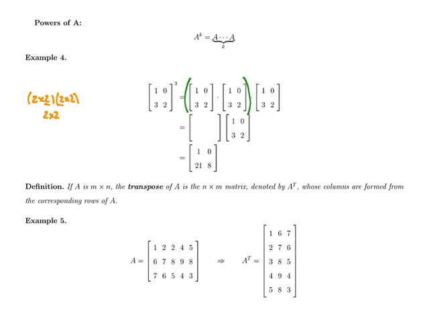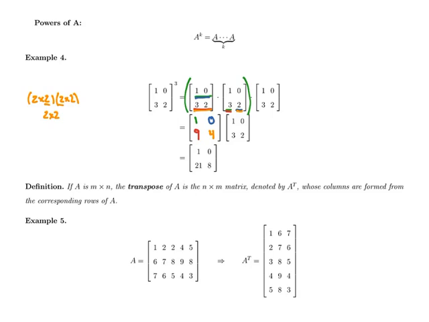So let's do that. That'll be 1 times 1 plus 0 times 3 is 1. 1 times 0 plus 0 times 2 is 0. 3 times 1 plus 2 times 3 is 9. And then 3 times 0 plus 2 times 2 is 4. And if I take those two matrices and multiply them together, then I get this matrix 1, 0, 21, and 8.